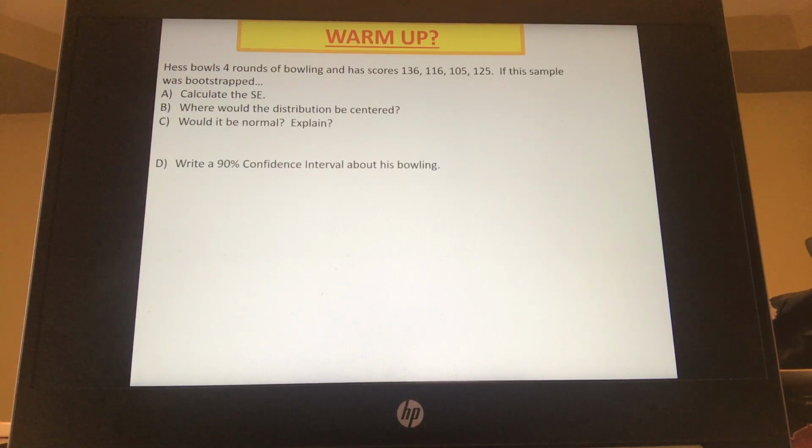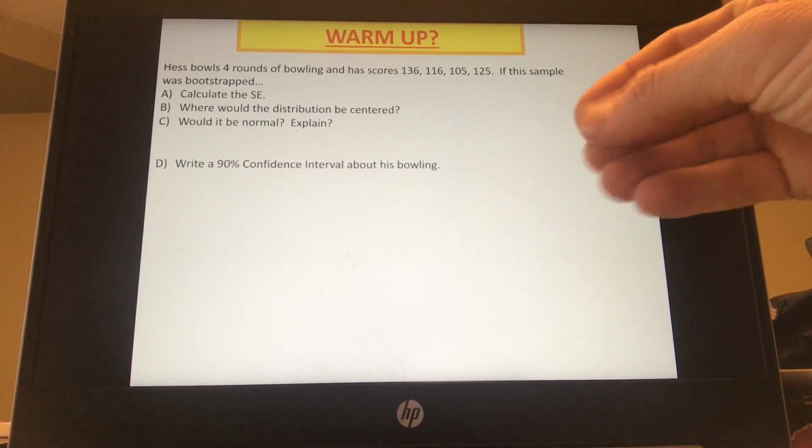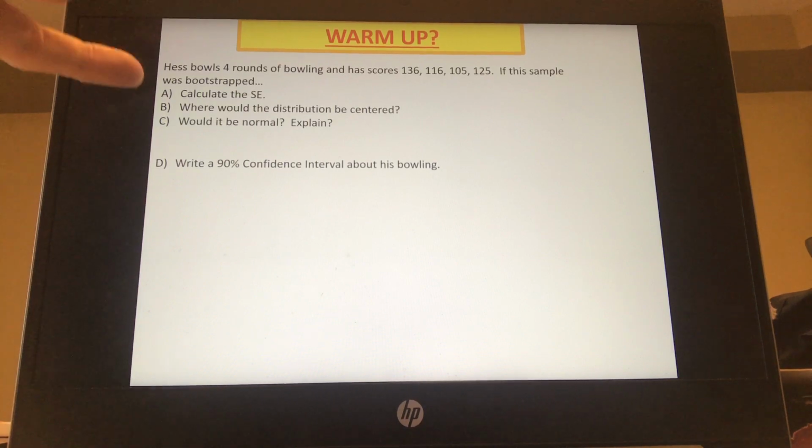So you don't have to print this out if you don't want to. You can just work these out on a separate sheet of paper. But this is on the back of the 6.7b handout that I put on the PDF. So there's one sort of hard part about this problem. You're asked to calculate the standard error based on my bowling scores.